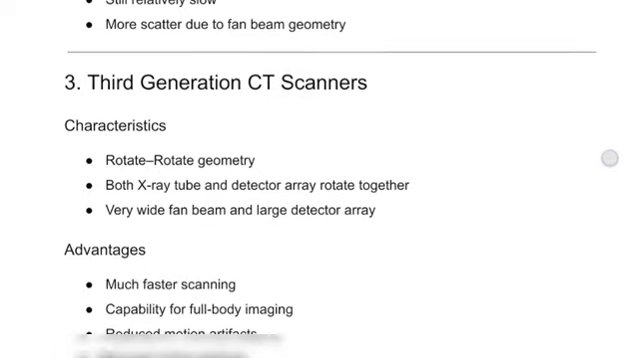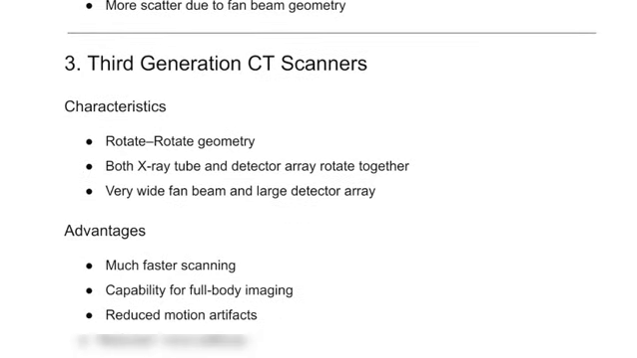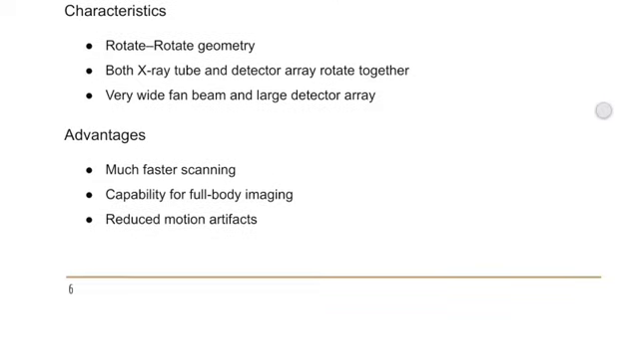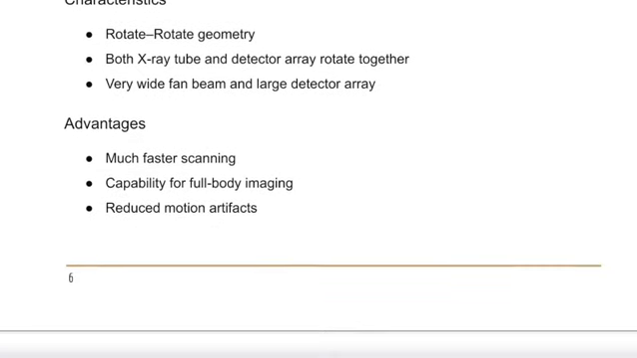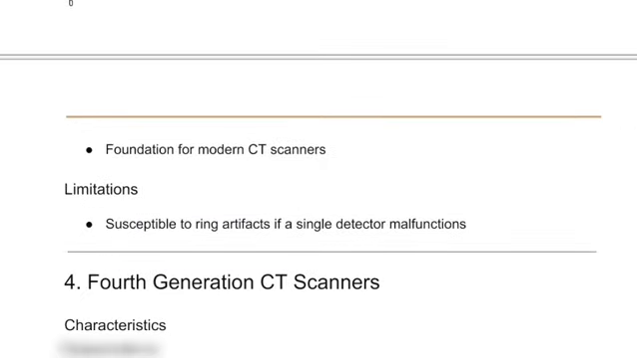Next is the third generation CT scanner. This CT scanner's characteristic is rotate-rotate geometry. That is, both the X-ray tube and the detector array rotate together, with a very wide fan beam and a large detector array. Its advantages are much faster scanning, capability for full body imaging, reduced motion artifacts, and it is also a foundation for the modern CT scanners.